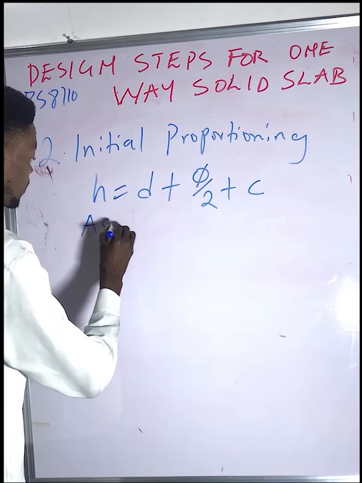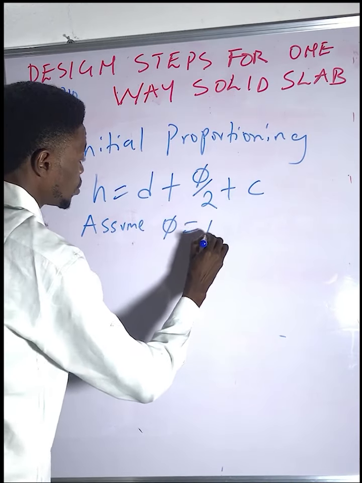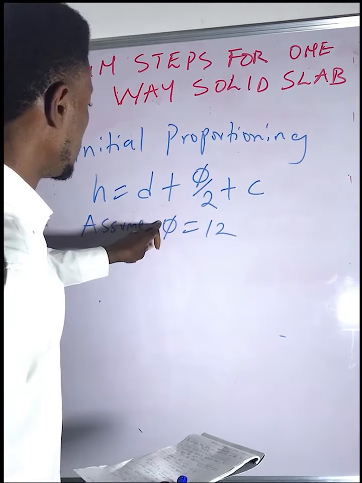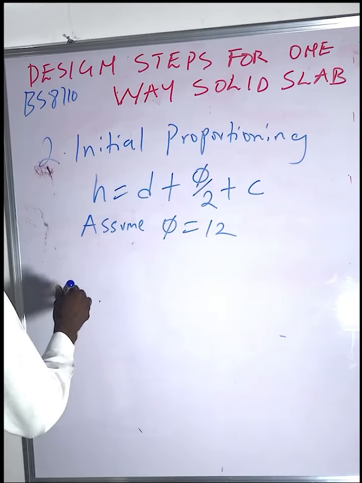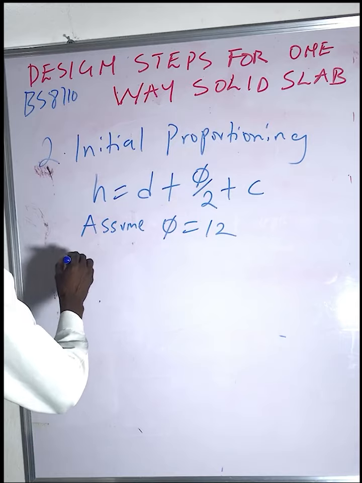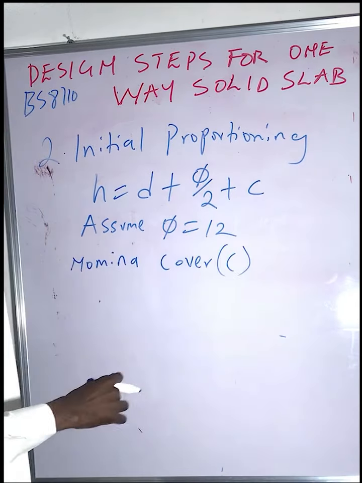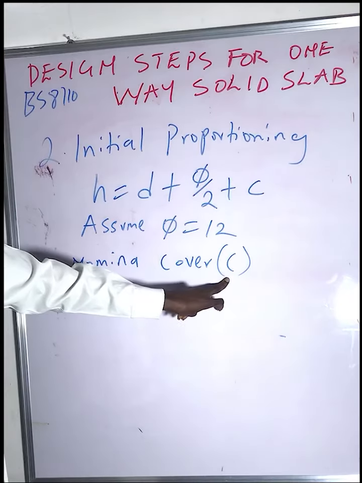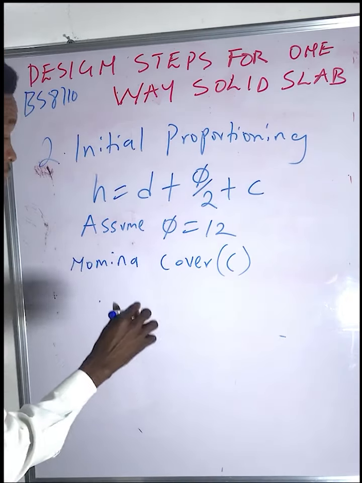Assume T is equal to 12, diameter of reinforcement as 12. Then next, your cover. To get your nominal cover, you get it from table 3.4.